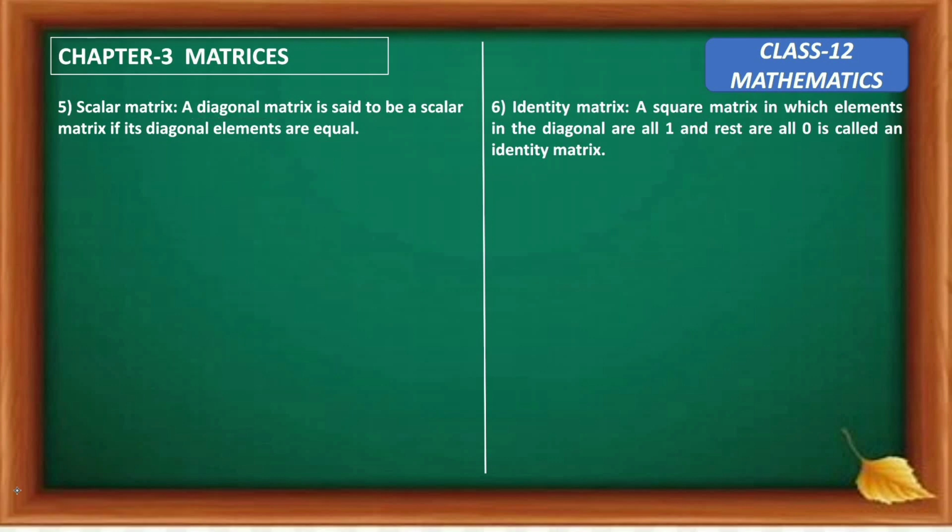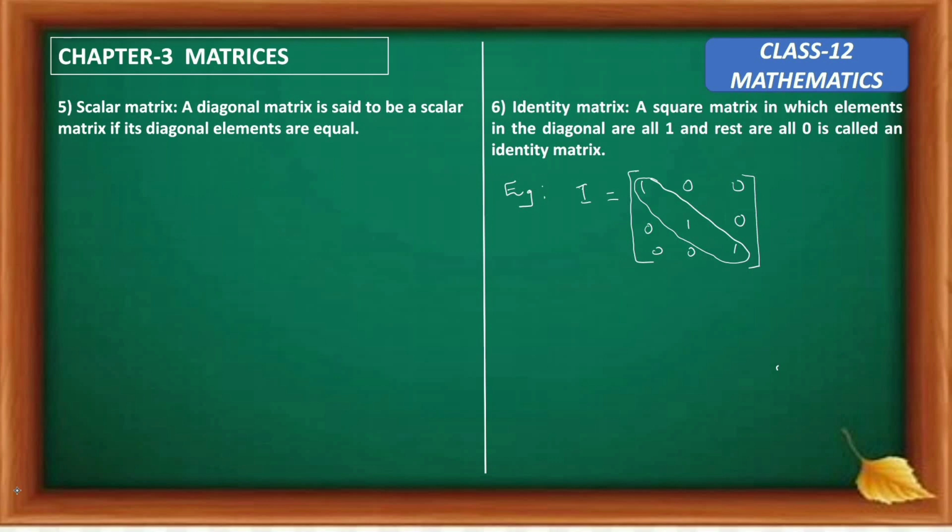The next type of matrix is the identity matrix. A square matrix in which the elements in the diagonal are 1 and the rest are all 0 is called an identity matrix. We will use the capital letter I only. Matrix 1 0 0 0 1 0 0 0 1. In here, all the diagonal elements are 1, and the other non-diagonal elements are 0. This is the example for one identity matrix.